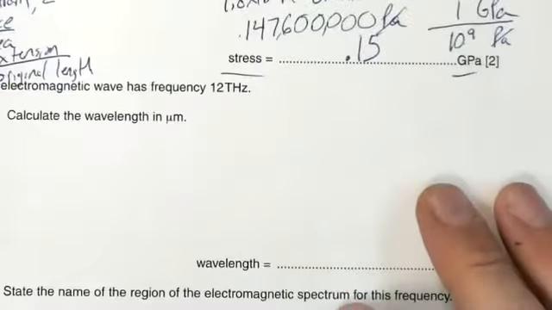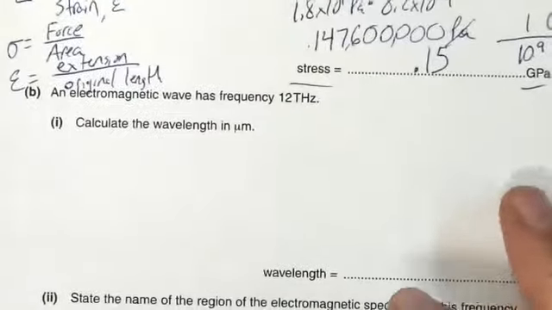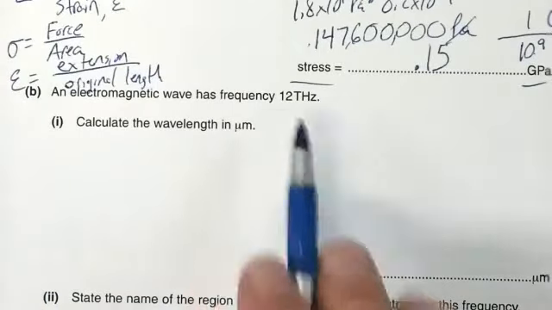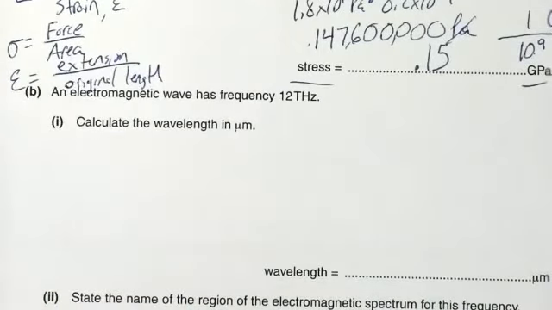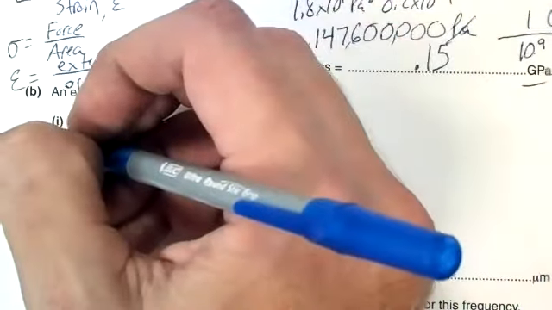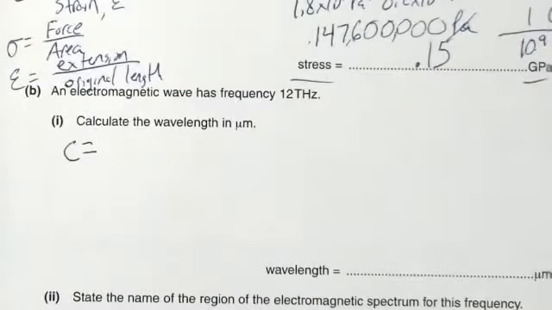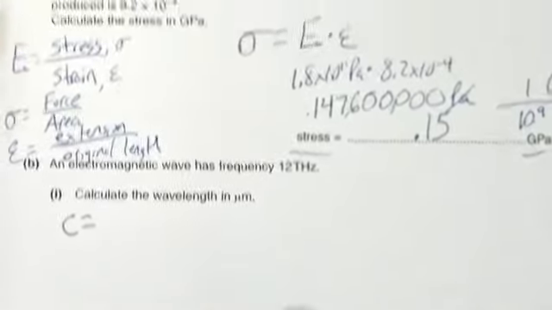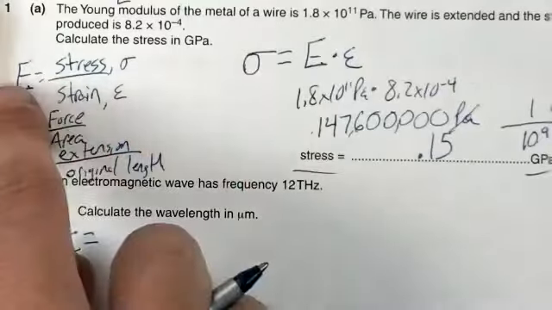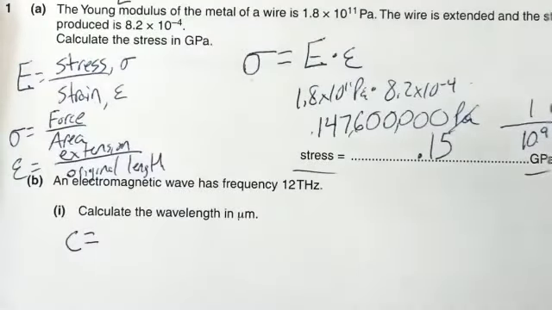All right, the next one says, an electromagnetic wave has a frequency of 12 terahertz. Calculate the wavelength in micrometers. An electromagnetic wave is light. All light travels at a constant speed, so we use the letter C for that. Note for this problem, you needed to know that key equation. Without it, you would have been at a loss. Without knowing that giga means 10 to the 9, there's no way to get to that correct answer. So you have to know your equations. You have to know your metric prefixes.